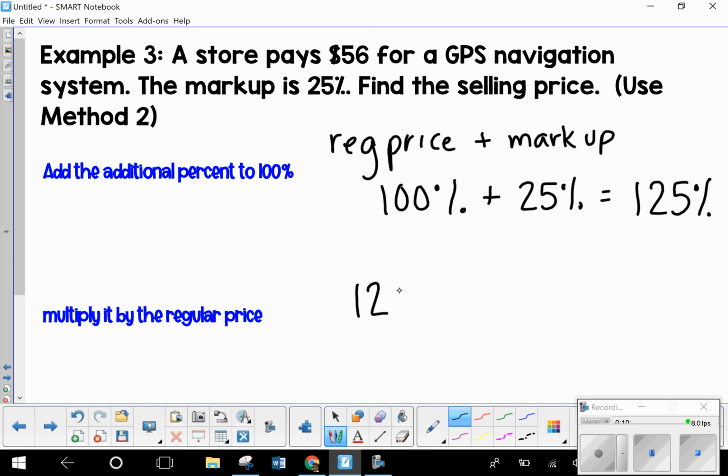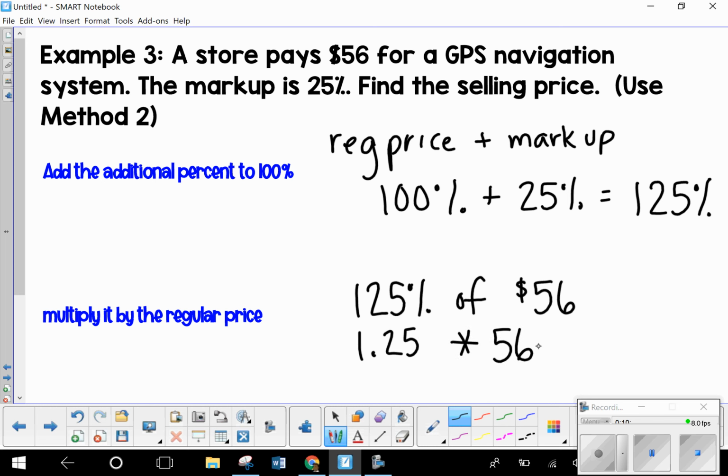So we want to say 125% of the $56. So now we're going to change 125% into a decimal, meaning we take 125 divided by 100. So that's 1.25. Of means multiply. And 56, again, when we multiply this out, we are going to get the same amount of $70.